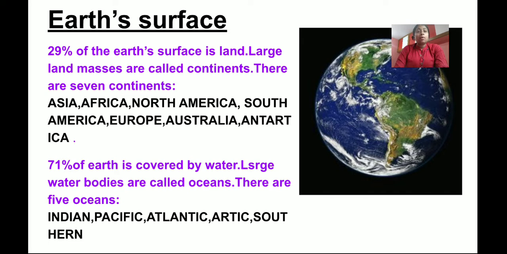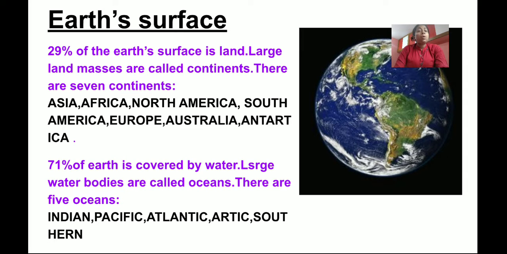Now let us discuss the Earth's surface features. 29% of the Earth's surface is land. Large land masses are called continents. There are 7 continents: Asia, Africa, North America, South America, Europe, Australia, Antarctica.